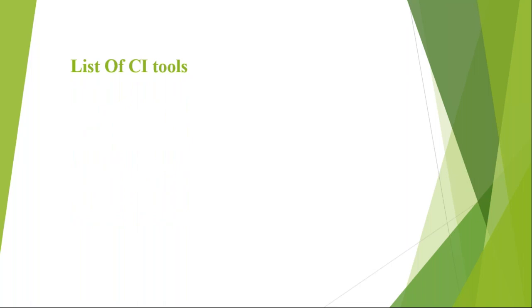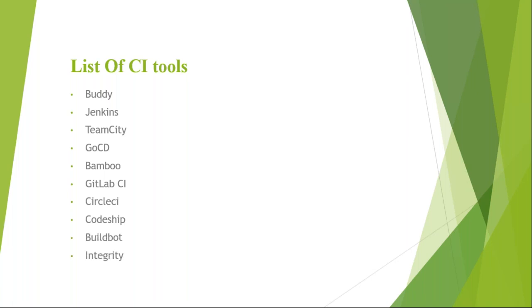What are the CI/CD tools available in the market? We have Buddy, Jenkins, TeamCity, GoCD, Bamboo, GitLab CI, Circle CI, CodeShip, Buildbot, Integrity, Strider CD, AutoRabbit, and Azure DevOps is also one of the CI/CD tools. These are the list of CI/CD tools. I just listed whatever is hot in the market. We have a lot of CI/CD tools. Based on your organization, they can opt for any one of the CI/CD tools.